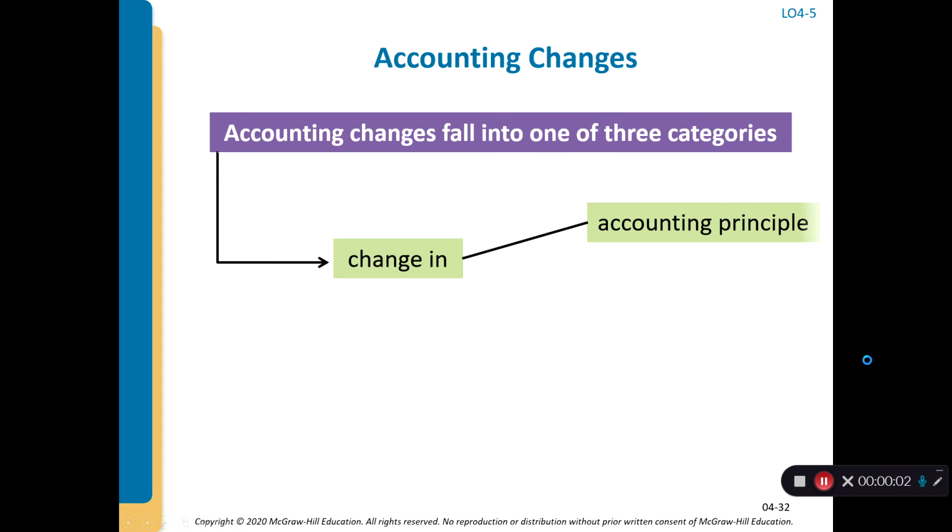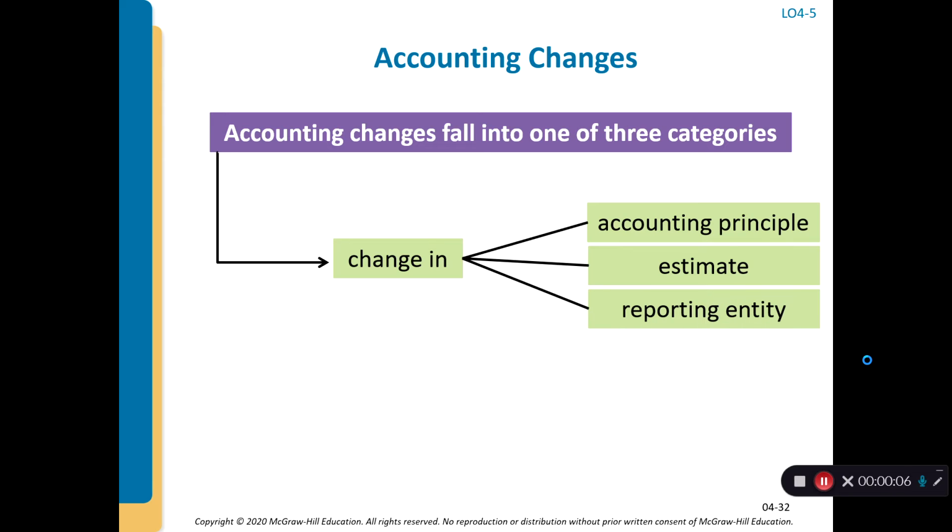Okay, welcome back to the third recording of chapter 4, and then there will be a fourth one. I know there's a lot of content, so in this one we're going to talk about accounting changes and other comprehensive income, and then in the fourth portion we're going to talk about the cash flow statement and ratio analysis. Okay.